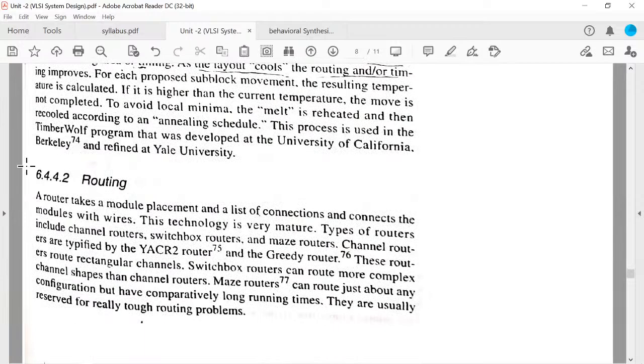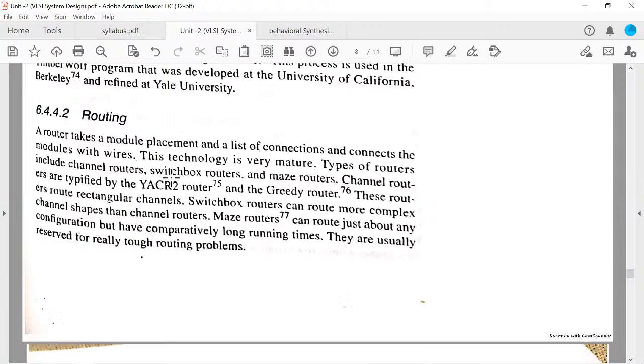Second one is routing. Now what is the meaning of routing? From the above step, we implemented the various elements into the hardware of the integrated circuit. Now in the second step, we provide connection between one element and another element. The connection of one element to its neighbor element is known as routing.